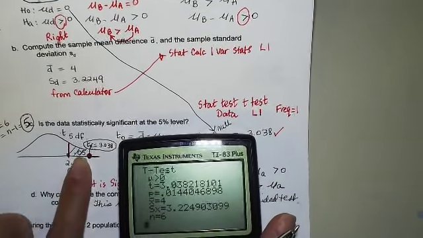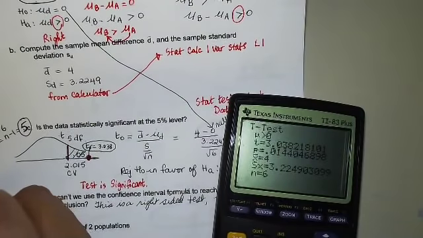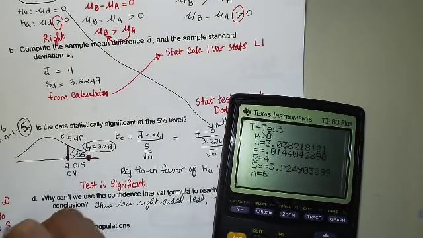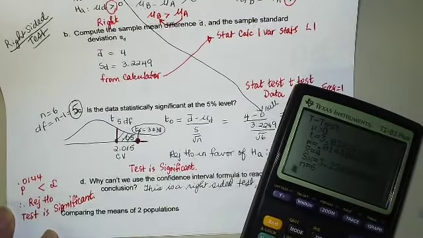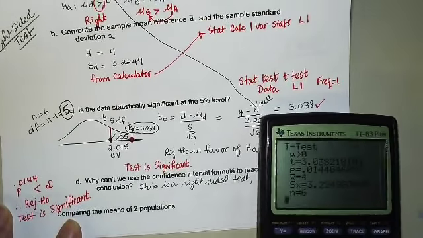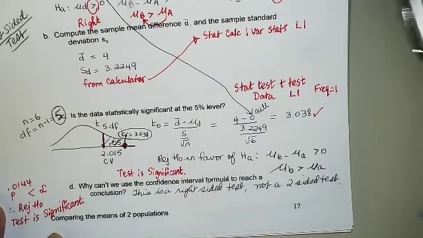So t equals 3.038. That's what I got also. And the p-value I haven't done yet, but they're telling me that the p-value is 0.0144. So it's a very small p-value compared to this alpha of 0.05. P is equal to 0.0144, which is less than alpha. Therefore, reject H naught, and the test is significant.